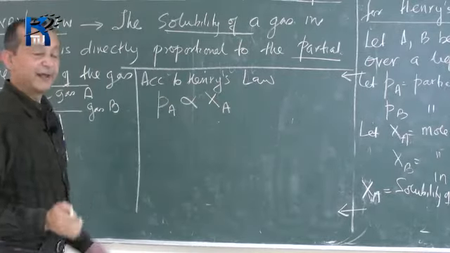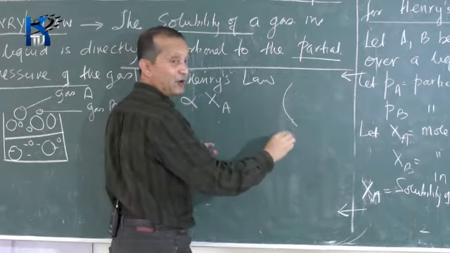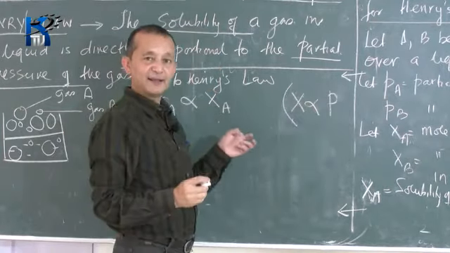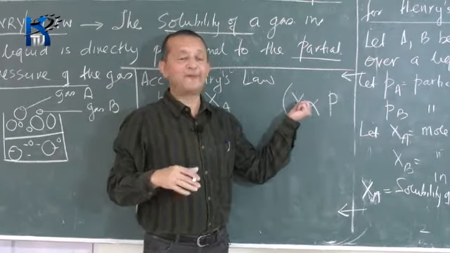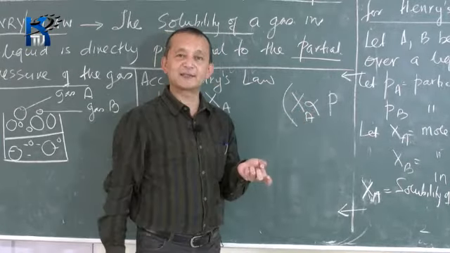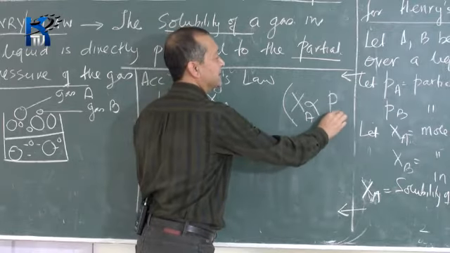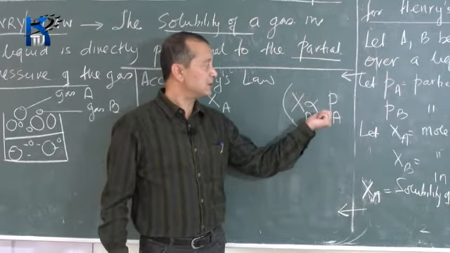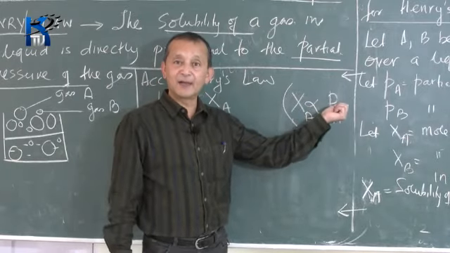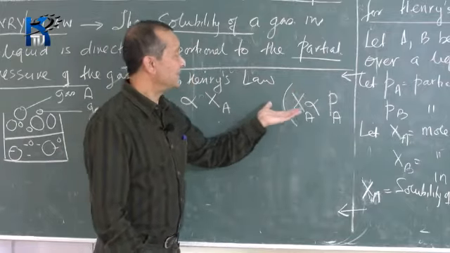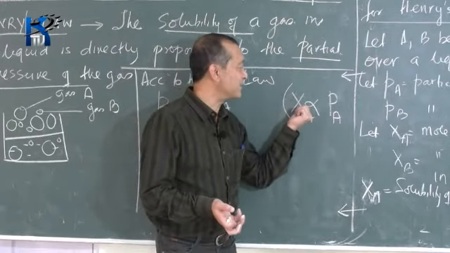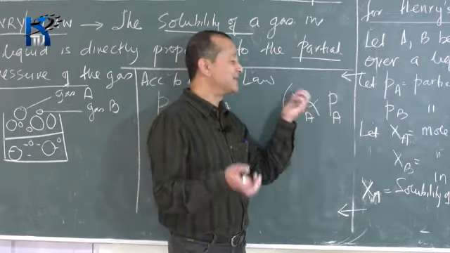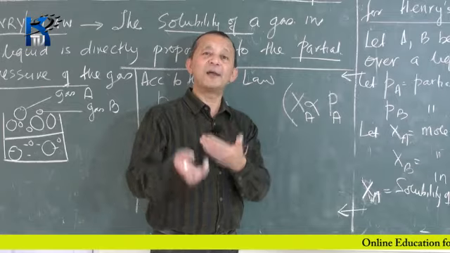Now here you might be confused because the statement of Henry's law is that the solubility is proportional to the partial pressure. Solubility is represented by mole fraction, and the partial pressure is represented as partial pressure only. So solubility of A is directly proportional to the partial pressure of A. But it is the same thing whether you write XA is proportional to PA or PA is proportional to XA, because saying X proportional to Y is the same as saying Y proportional to X.